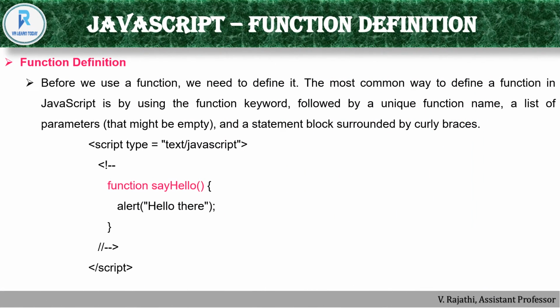So, function definition. This is the way we have to define a function. Before we use a function, we need to define it. The most common way to define a function in JavaScript is by using the function keyword, followed by a unique function name. You should not give reserved words. Then a list of parameters that might be empty, and a statement block surrounded by curly braces.